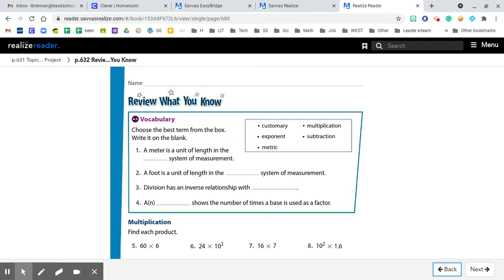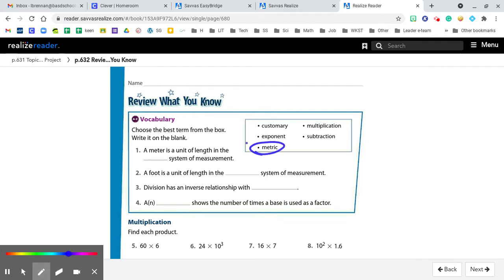All right, to preview topic 11, we'll start with reviewing vocabulary on page 632. Review what you know. Choose the best term for the box and write it in the blank. A meter is a unit of length in the blank system of measurement. And it's got the word meter in it. It's metric. So meter is in the metric system of measurement.